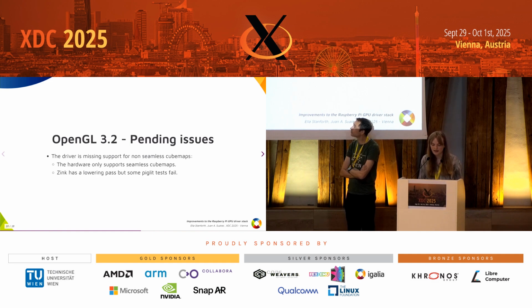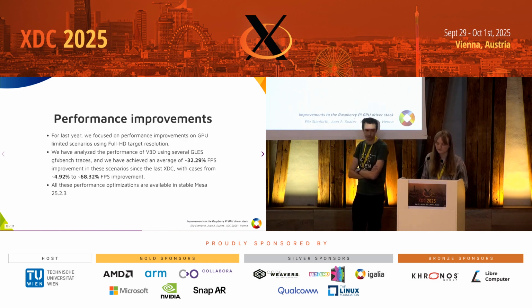There is a lowering pass in Mesa used by Zink, which tries to emulate non-seamless cubemaps by using texture arrays. However, using this pass doesn't pass all Piglit tests and gets into some very odd edge cases with MIP levels and filtering. I'll now hand over to Juan for talking about performance improvements.